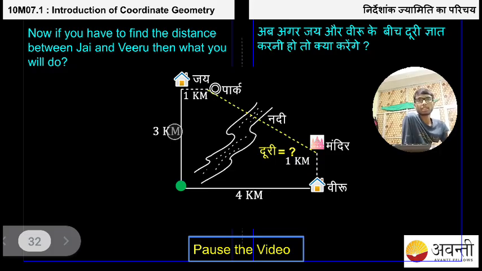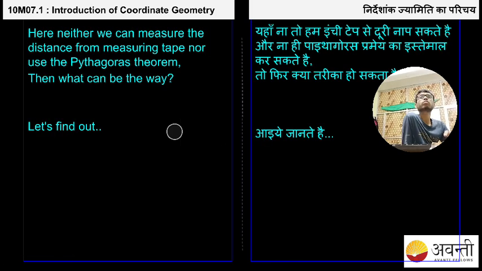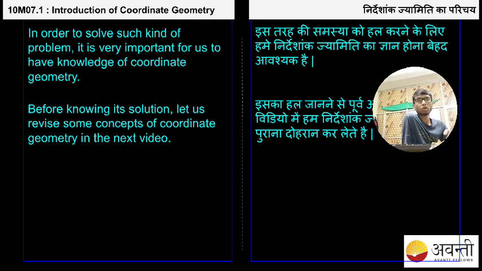Now, if you have to find the distance between Jay and Viru, then what will you do? Here neither can we measure the distance with a measuring tape, nor use the Pythagoras theorem, because there is no option to use the Pythagoras theorem. Then what can be the way? In order to solve such a problem, it is very important for us to have knowledge of coordinate geometry.